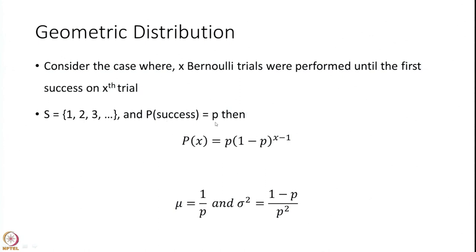Probability of success again is p as in Bernoulli trials, and in that case, under geometric distribution, the probability of X is p, for the success on the xth trial, multiplied by x minus 1 unsuccessful trials. So, it is 1 minus p to the power x minus 1, and in this case the mean value is 1 over p and the sigma square is 1 minus p divided by p square. This also you are welcome to work out by yourself.